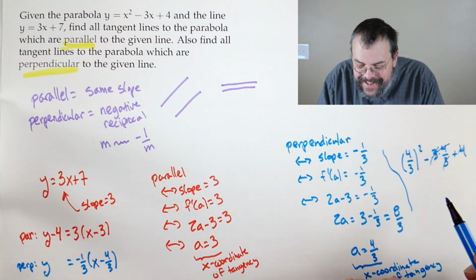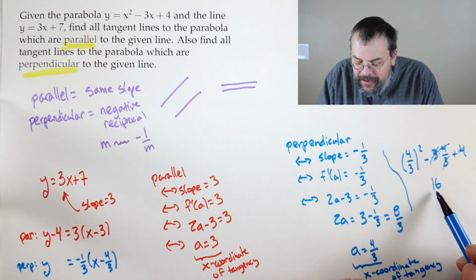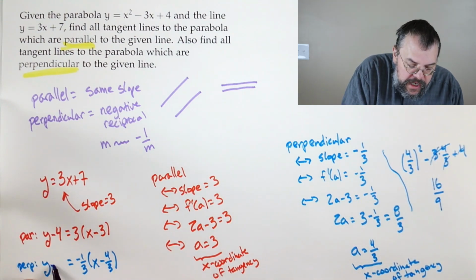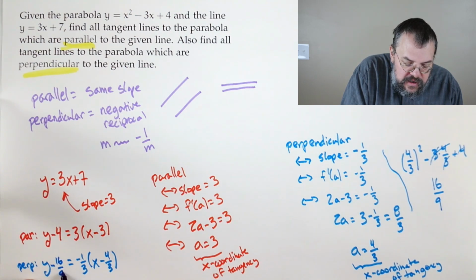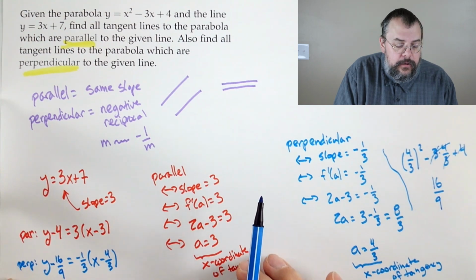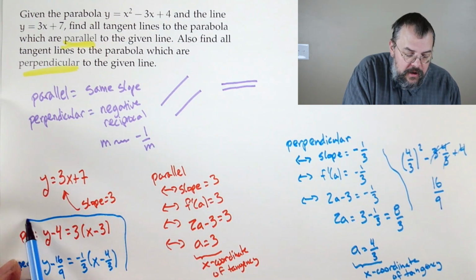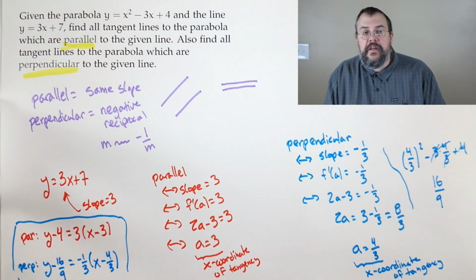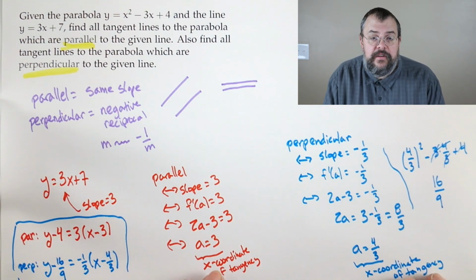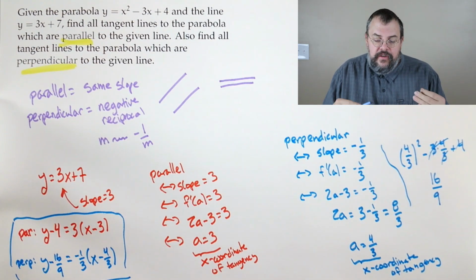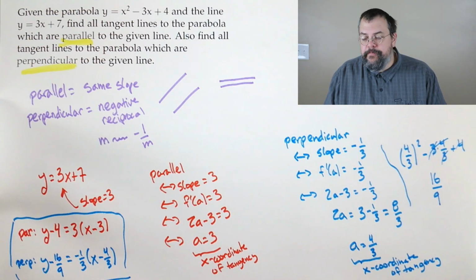All right, which means our y-coordinate is 16/9. So that goes as y minus 16/9. That's what goes there. And now we're done. We found them all. In this case, there was only one that was parallel and only one that was perpendicular. Now, depending on the function, you might have several. But the key thing is just to work the process, and you can do that.